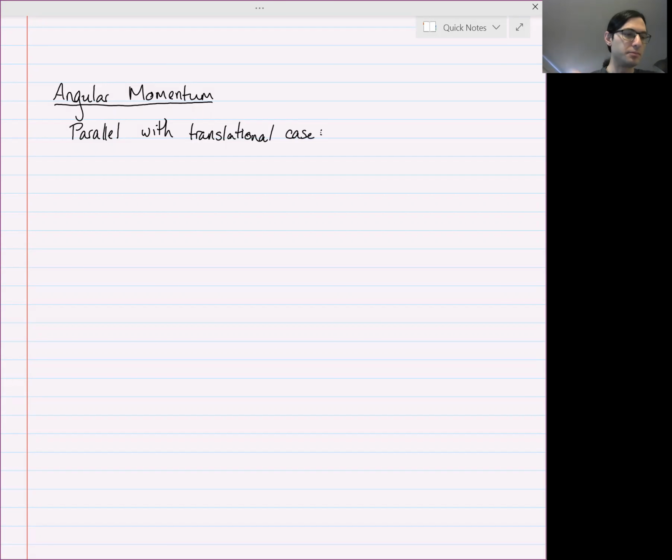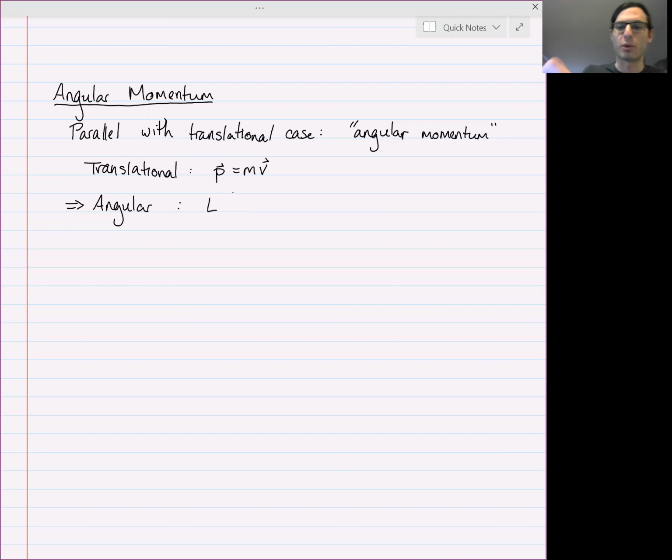So this would be angular momentum, right? Typically, we just shove the word angular or rotational in front of the word, and that makes it angular. So we're going to use the traditional correspondence. For the translational case, translational momentum, we have the vector p, which is the momentum vector, equals mv. So for the angular case, using the correspondence, we would have the letter L, which is the letter we use for angular momentum. Don't ask me why L is used.